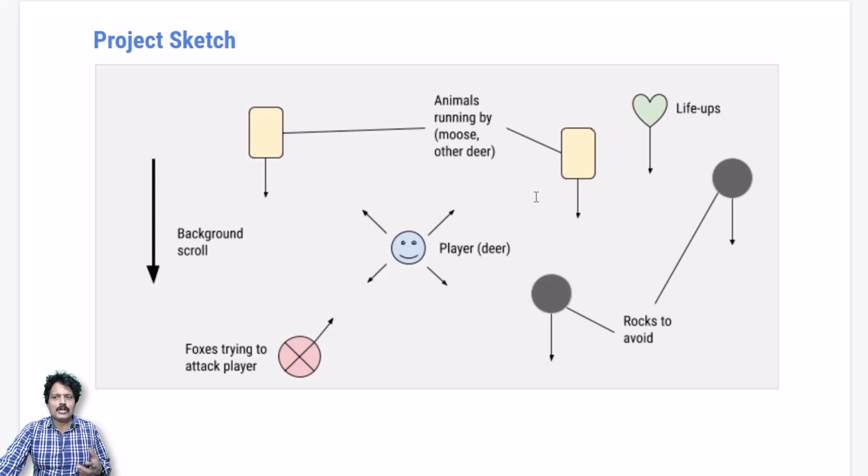I have those animals that are running by, like moose and deer. I have this health life power-up that I can add in. I have rocks that come down as well. And then I have these foxes that spawn. Then I have the player that can move.